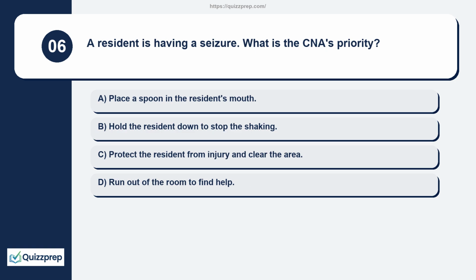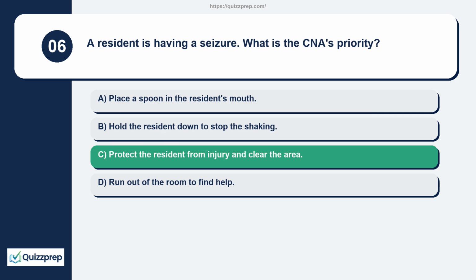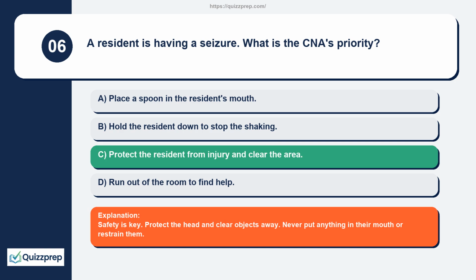Question 6. A resident is having a seizure. What is the CNA's priority? Place a spoon in the resident's mouth, hold the resident down to stop the shaking, protect the resident from injury and clear the area, run out of the room to find help. Safety is key. Protect the head and clear objects away. Never put anything in their mouth or restrain them.